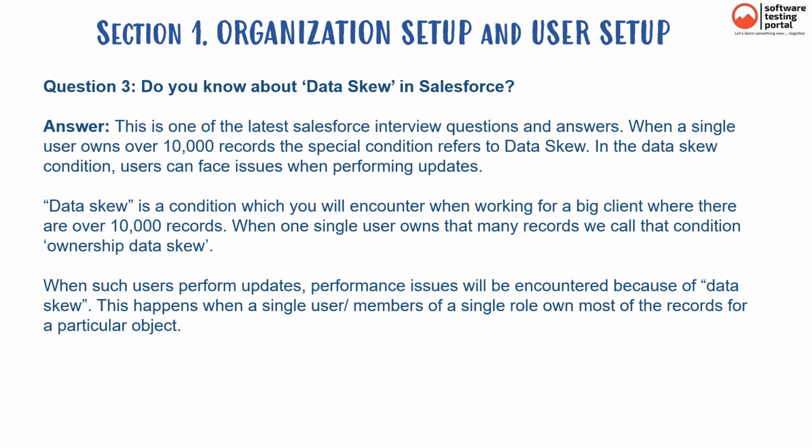When one single user owns that many records, we call that condition ownership data skew. When such users perform updates, performance issues will be encountered because of data skew. This happens when a single user or members of a single role own most of the records for a particular object.